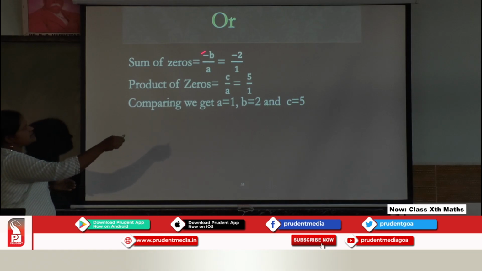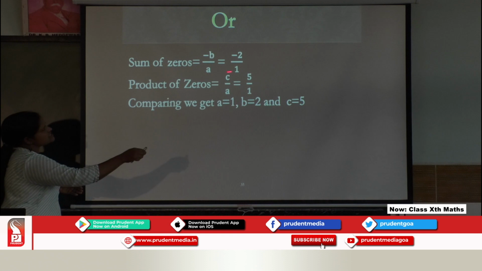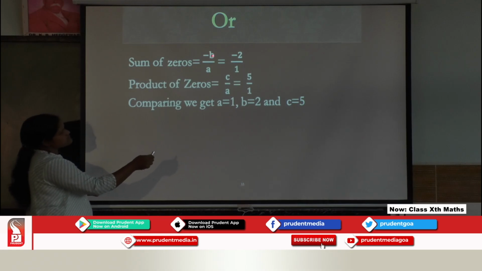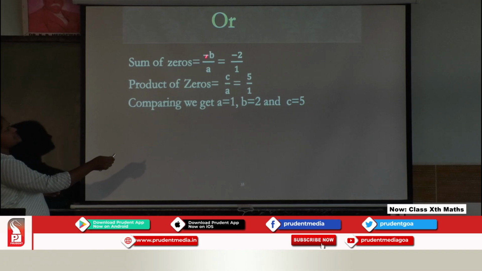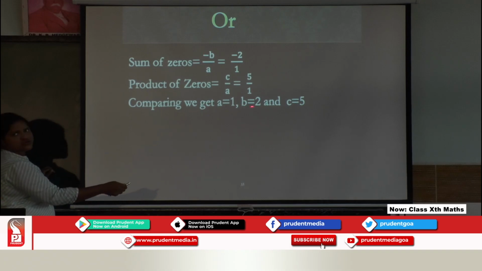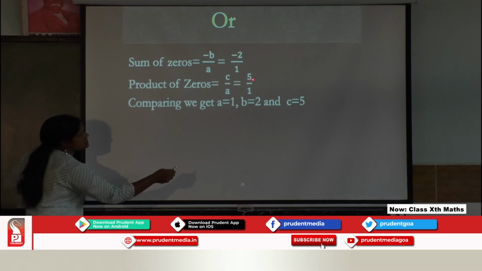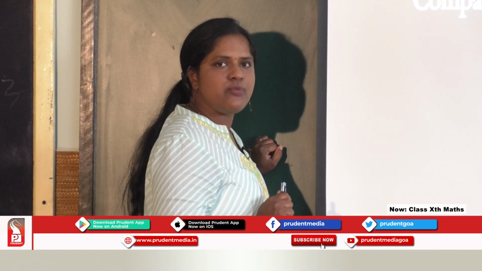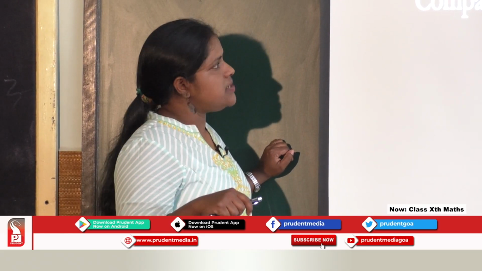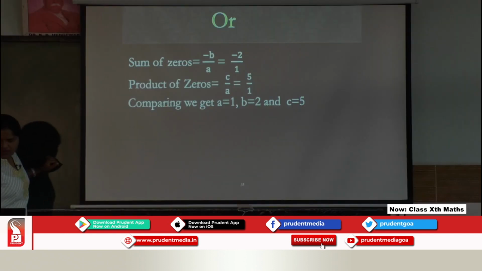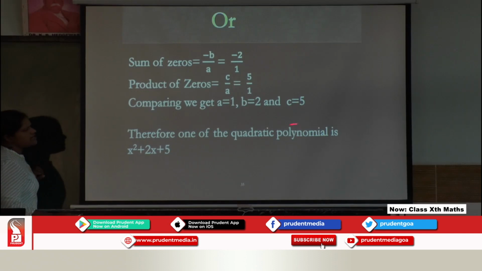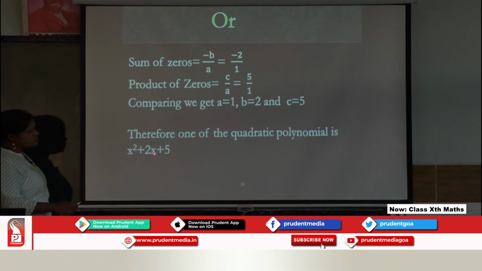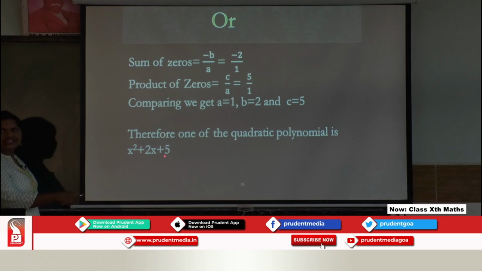Now, just focus on this part, this and over here. You have to compare. First compare a, which is the same in both the cases. So I choose a as 1. Then compare b. Negative b is negative 2. So if I cancel the negative sign, I get b is equal to 2. And if I compare c, c is 5. So now I have a, I have b, I have c. What is the standard form of a quadratic polynomial? It is ax square plus bx plus c. So how do I write the next step? Therefore, one of the quadratic polynomials is: a is 1, so x square, plus b is 2, so 2x, plus c is 5, so it's 5 here.